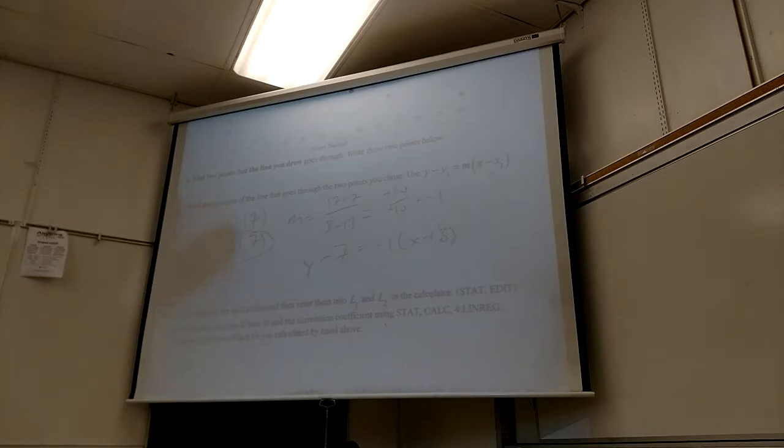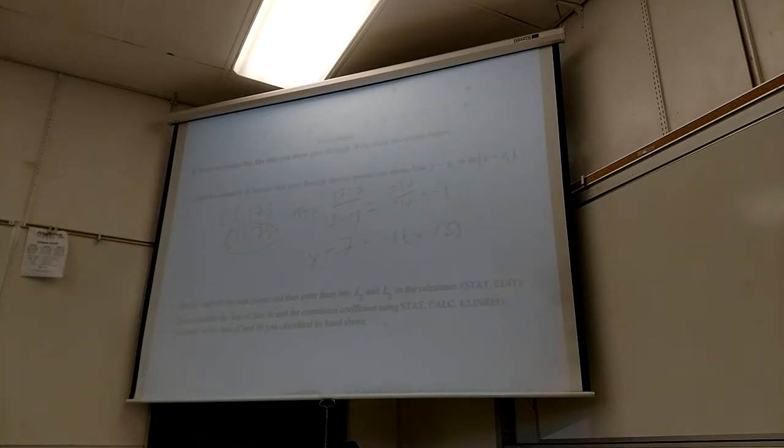Why does it not matter which point I pick? Because both of these points are on the line. So then I just have to clean this up a little bit. Negative x plus 13 plus 7, so I get negative x plus 20. Which is pretty close to what it's supposed to be.